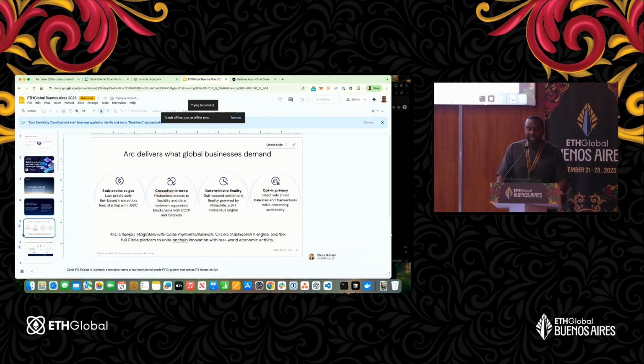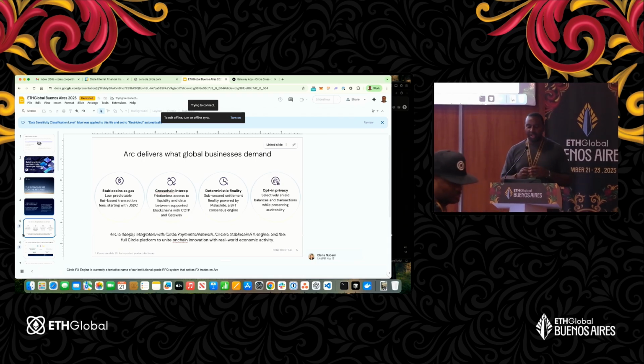One of the other things is the deterministic finality that we have. So basically, transactions are final after one confirmation, and right now it's hovering around 700 milliseconds to get finality for your transaction.